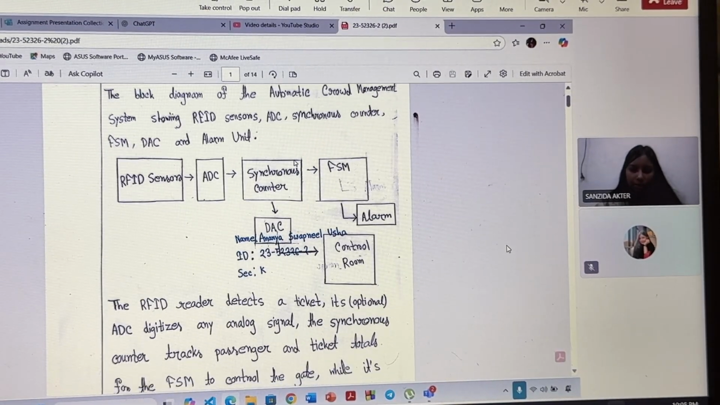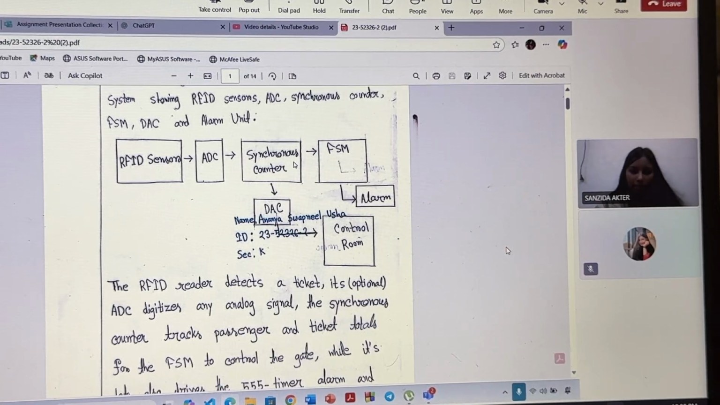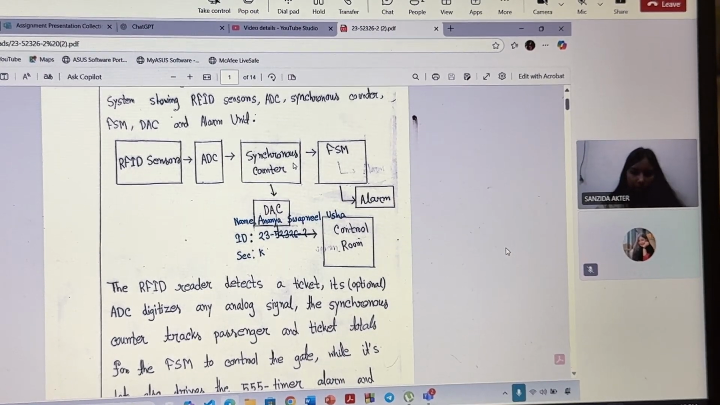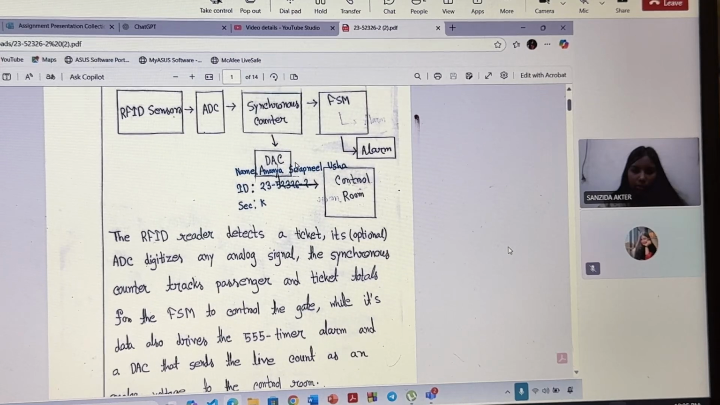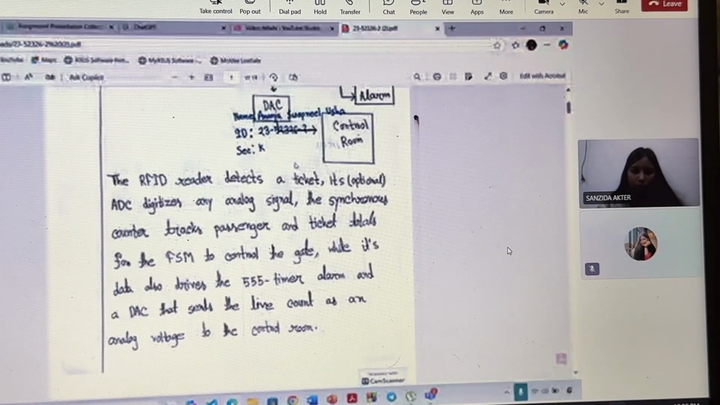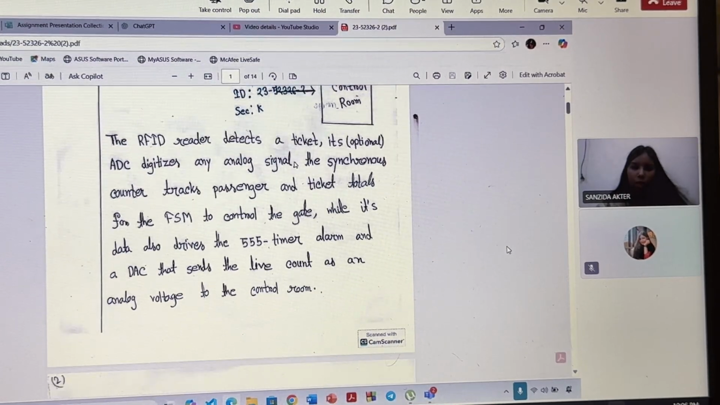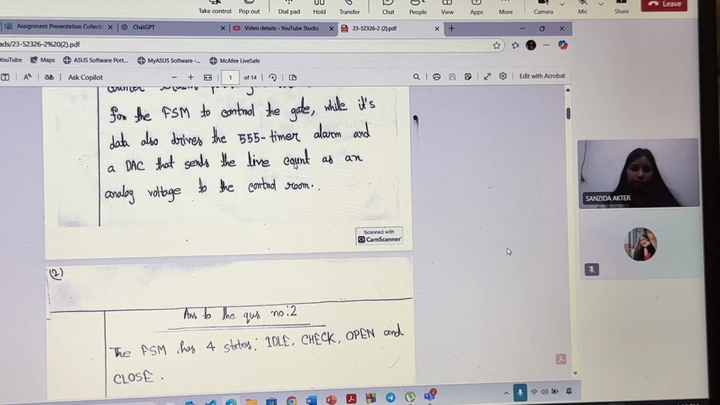If more than 3 passengers attempt to cross at once, an alarm unit based on a 555 timer is triggered. Finally, the digital to analog converter outputs an analog voltage proportional to the passenger count, which the control room monitors in real time.